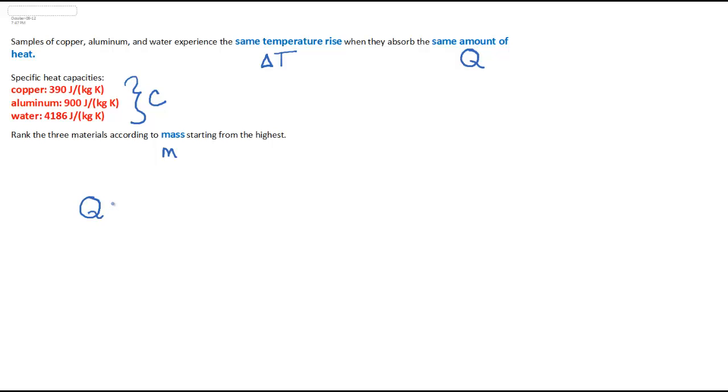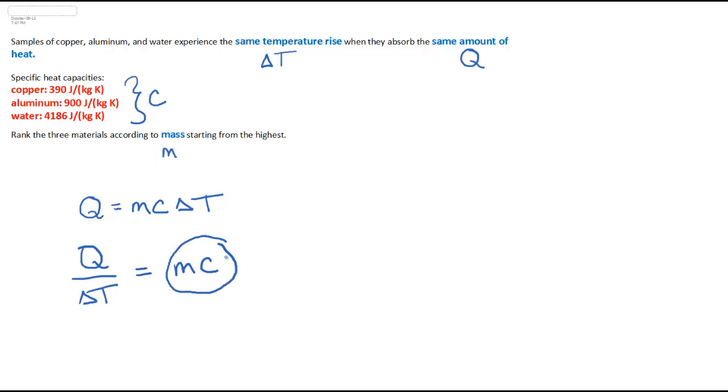The heat energy, or thermal energy, is mc delta T. And now we want to decide how we're going to organize it. It would be useful to put all of our constants onto one side of the equation. We know that Q and delta T are identical for all of them. So if I divide both sides by delta T, I get Q over delta T is mc. So what that means is that m times c must give a constant value for each item.